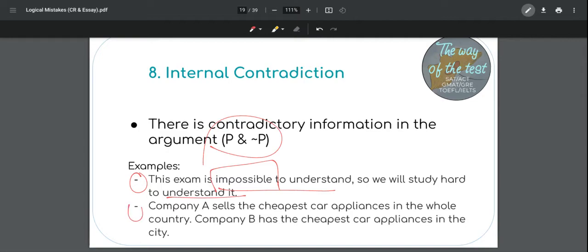A more likely example: company A sells the cheapest car appliances in the whole country. Company B has the cheapest car appliances in the city. Again, if you're saying that this is the cheapest in the whole country, this includes the city. So you cannot say that B is the cheapest in the city, okay? Usually these types of mistakes are due to a lack of nuance, using extreme words like impossible or cheapest, not one of the cheapest but the cheapest, then that's an extreme.